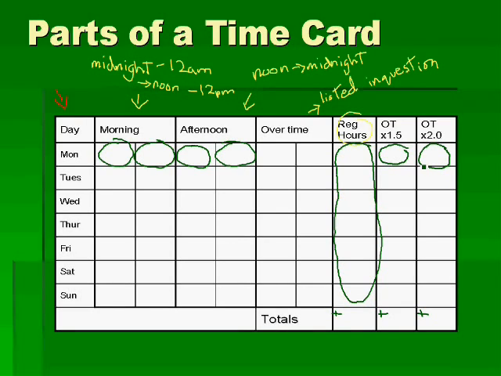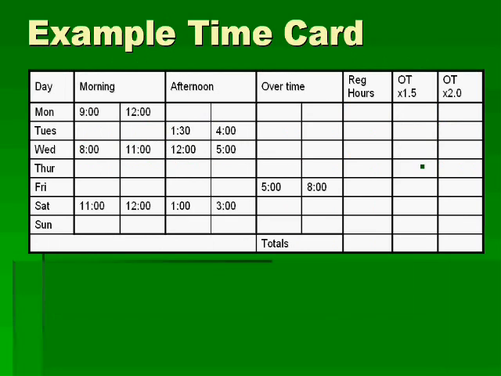I started out, I worked from 9 in the morning on Monday till noon. So I go 9, so that'd be 10, 11, 12, so that's 3 hours. So I worked 3 regular hours there. On Tuesday afternoon, I worked from 1:30 to 4, so from 1:30 to 2 would be half an hour. So half an hour is 0.5. And then that'd bring us to 2 o'clock, so 3 o'clock, 4 o'clock.